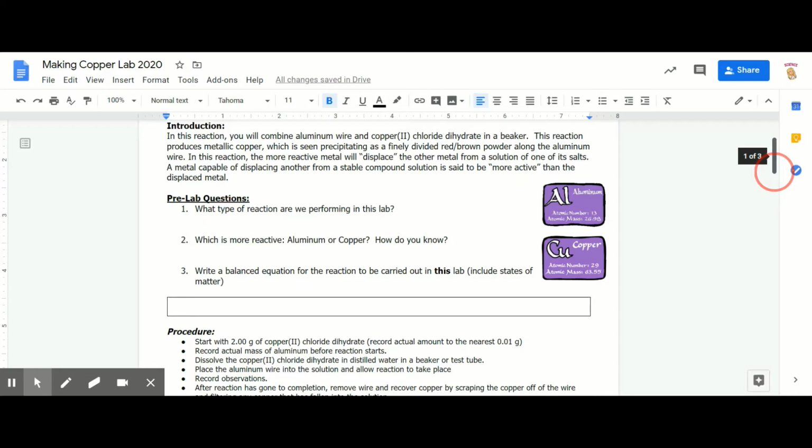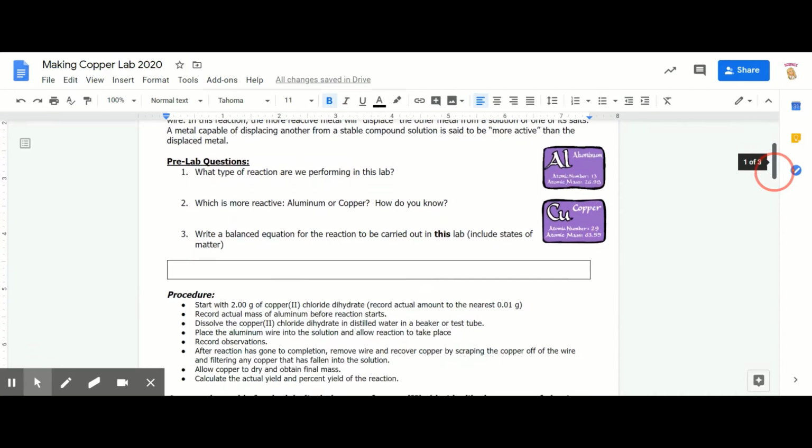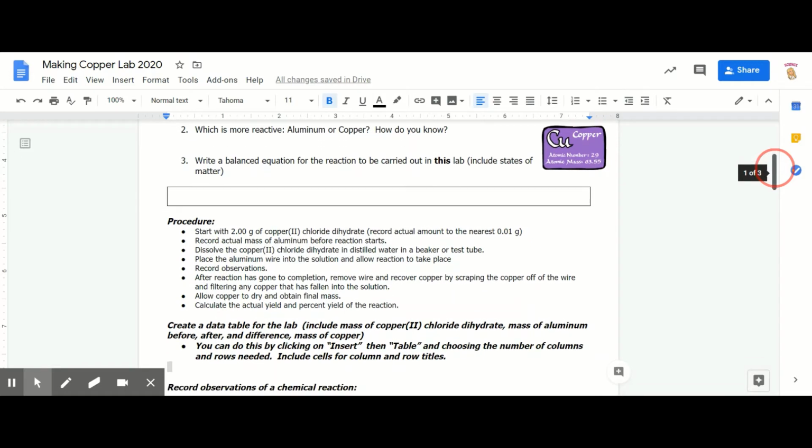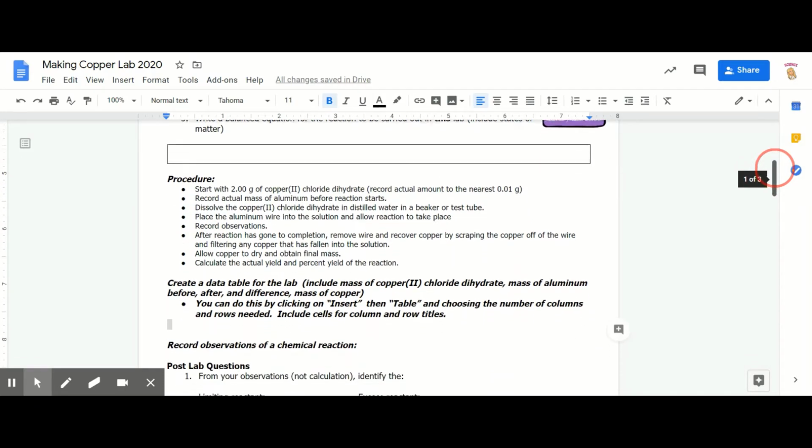whether it is aluminum or copper that is more reactive. Number 3, you're writing a balanced equation for the reaction to be carried out, including states of matter, keeping in mind that you will not include the dihydrate waters that are part of the initial salt. Those waters just become part of the water solution. So you'll write the balanced equation with states of matter, predicting the products.